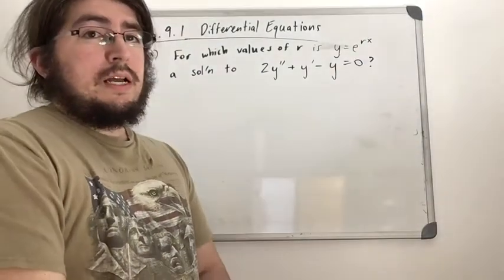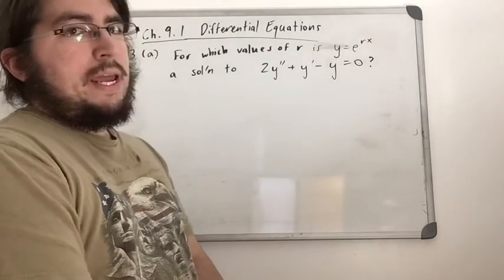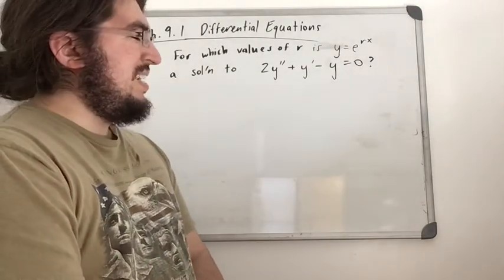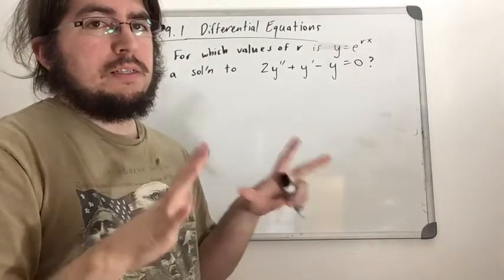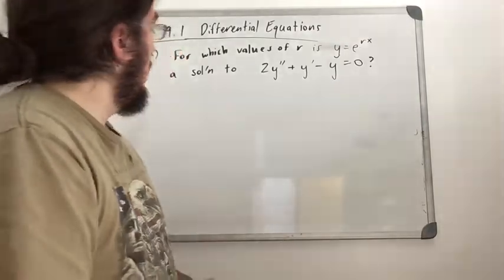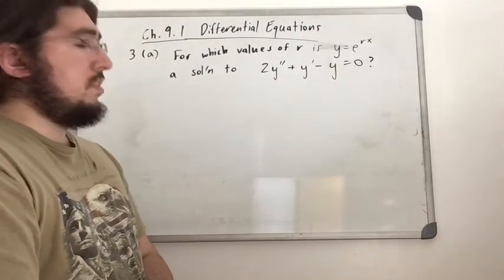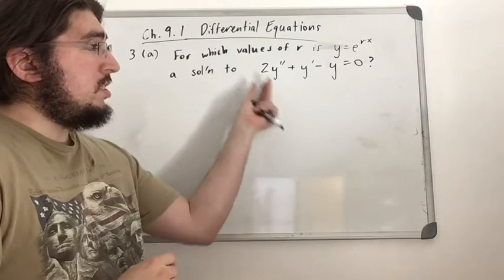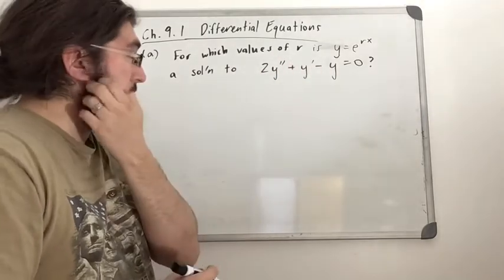Right, so this is a problem from the homework. This is number 3A from 9.1. We did this one in class actually. I'm going to do B afterwards, but let's take one at a time, so let's do A first. It asks for which values of r is y equals e to the rx a solution to the differential equation 2y double prime plus y prime minus y equals 0.